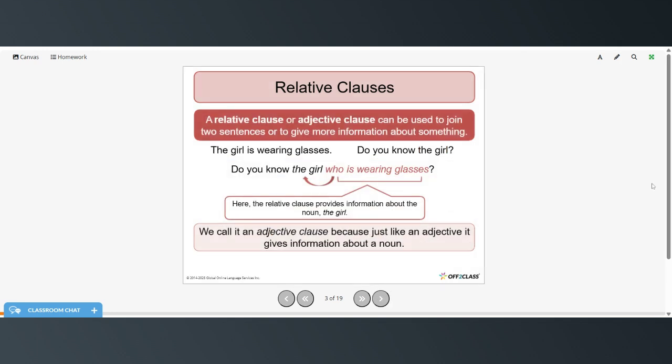A relative clause or adjective clause can be used to join two sentences or to give more information about something. The girl is wearing glasses. Do you know the girl? Do you know the girl who is wearing glasses? Here, the relative clause provides information about the noun, the girl. We call it an adjective clause because just like an adjective, it gives information about a noun.